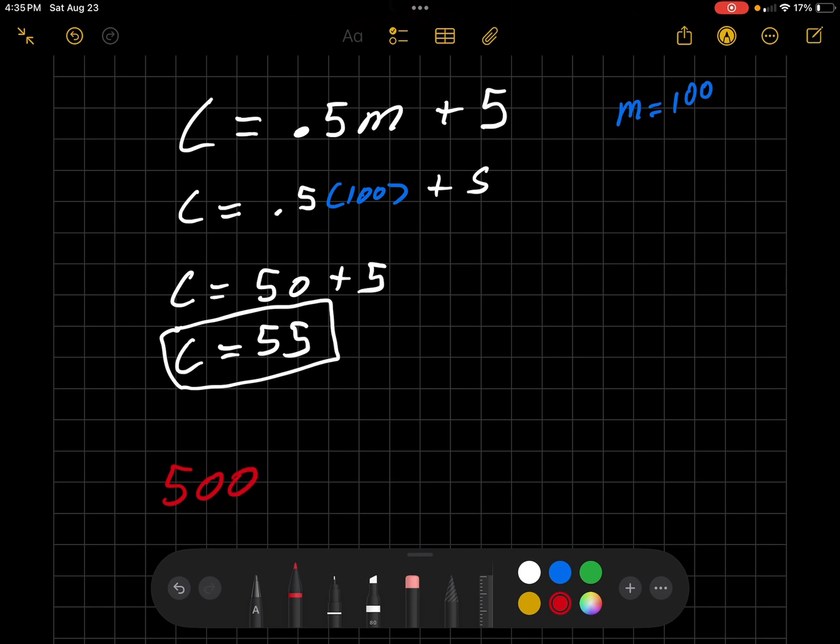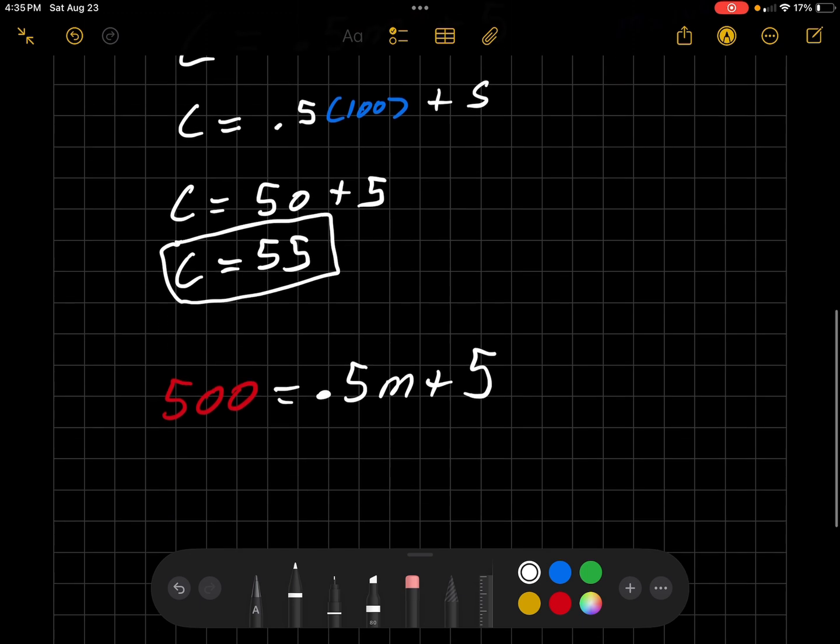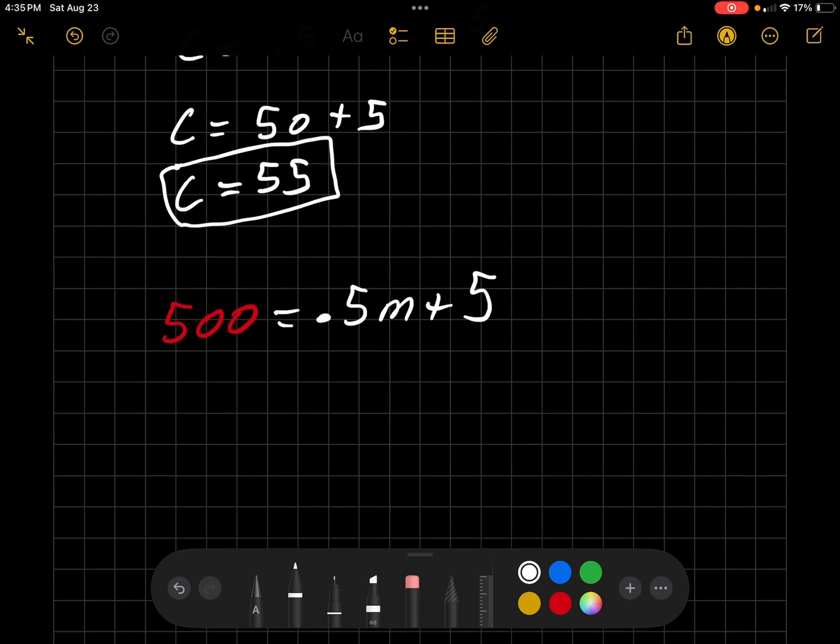Well, what if they say we are to be charged $500? And we would want to find out how many miles we drove to get a bill up to 500. So here we use that same equation, but this time we're solving for m. So 495 equals 0.5 m.